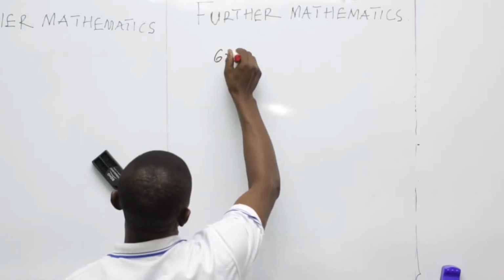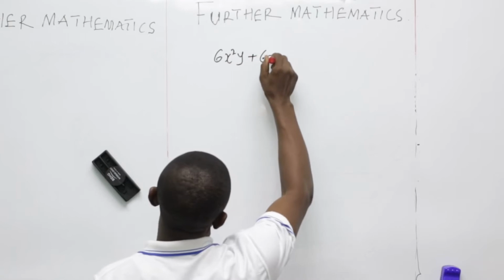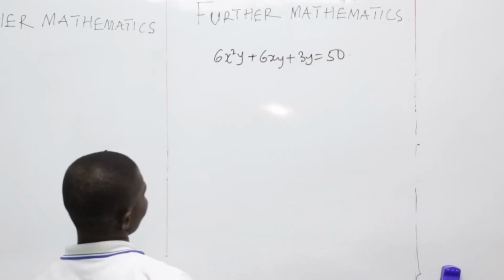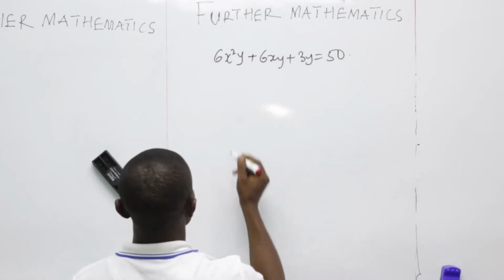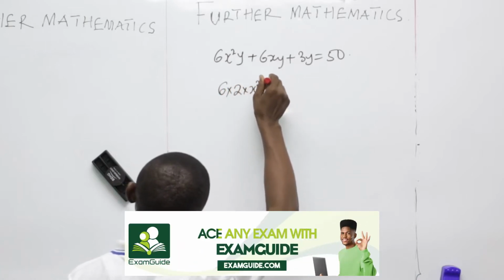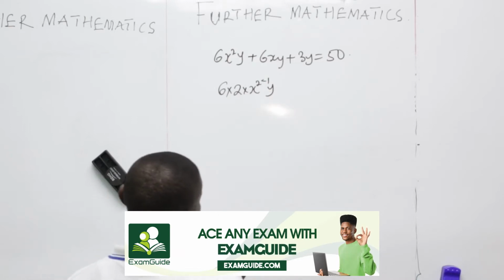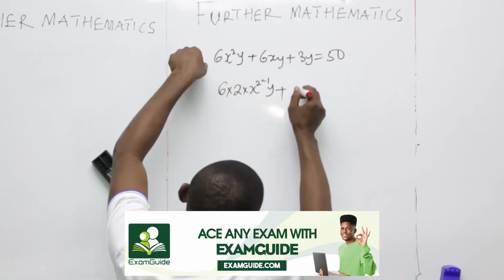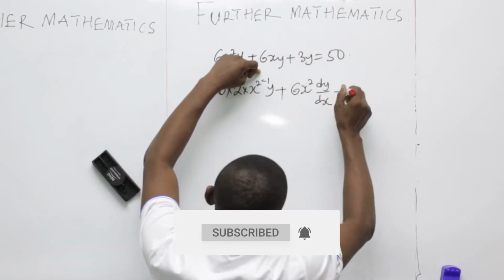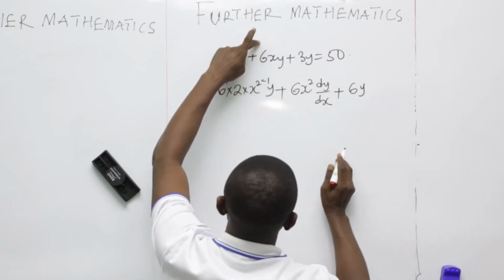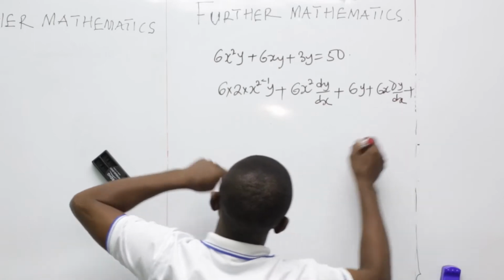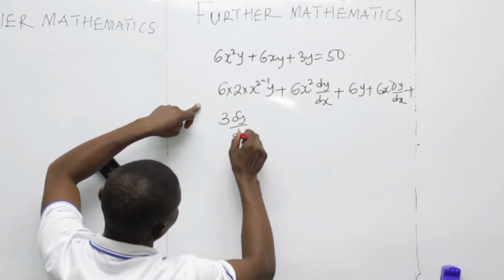So what do you have here? We have 6x squared y plus 6xy plus 3y equals 50. Now we differentiate with respect to x. So differentiating x squared gives us 6 times 2 times x to the power 2 minus 1, y, multiplied by y. Plus differentiating y with respect to x, you have 6x squared dy/dx. Now this, differentiating x with respect to x will give us 6y. Now differentiating y with respect to x will give us 6x dy/dx, plus 3 dy/dx equals 0.